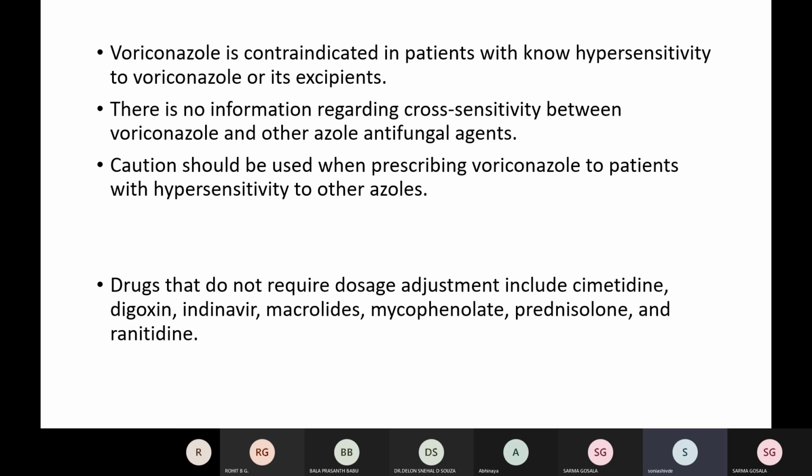Drugs that do not require dose adjustment include cimetidine, digoxin, indinavir, macrolide antibiotics, mycophenolate. Yes, we cannot give cyclosporin. Tacrolimus dose has to be reduced, so mycophenolate is an option. Prednisolone can be given safely without dose adjustments, and instead of omeprazole, we can consider giving ranitidine.